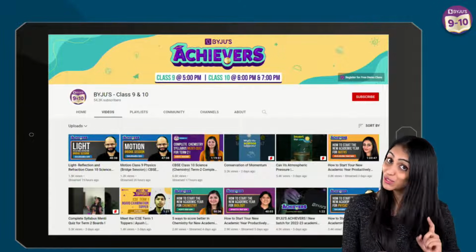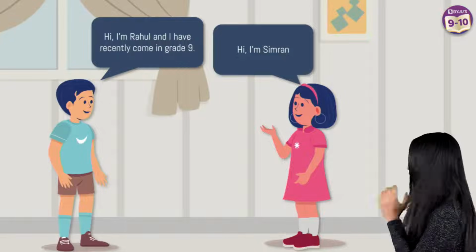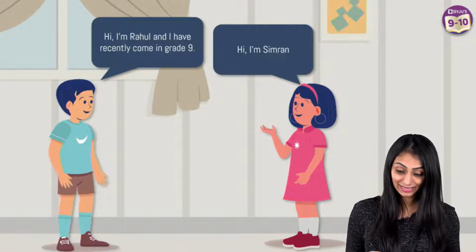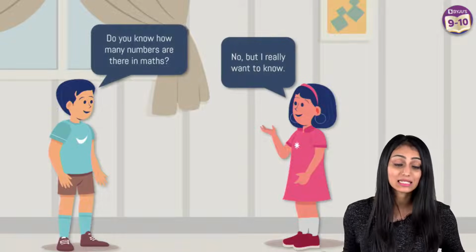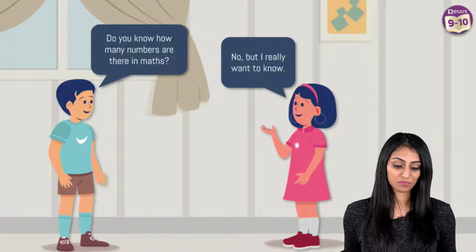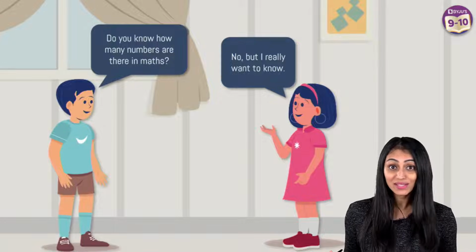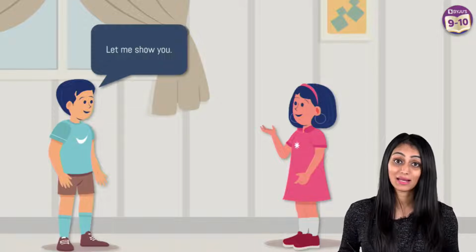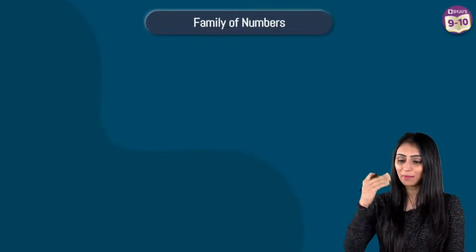I want you to meet someone. This is Rahul and Simran. Rahul has recently come in grade 9th. And he asked Simran, do you know how many numbers are there in maths actually? Simran doesn't know, but she's a curious kid. She wants to know about it. So Rahul is a smart kid. He says, let me show you. So let's take a quick look at the family of numbers.